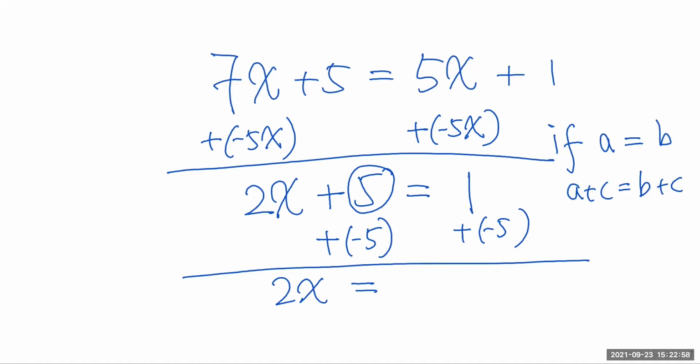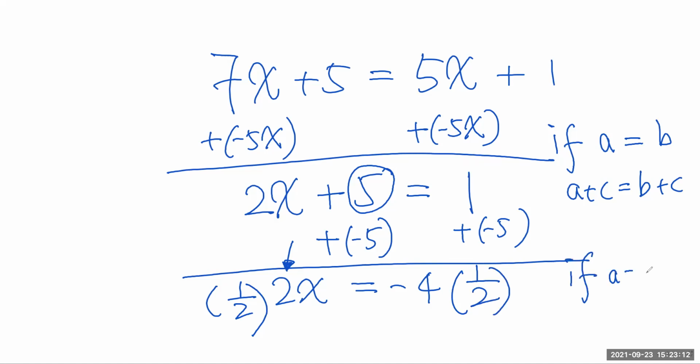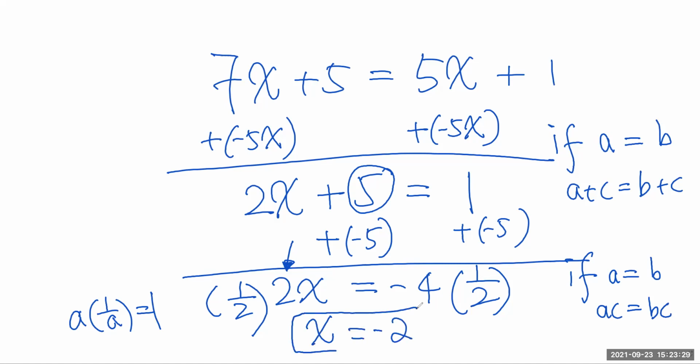We got -4. And then we need to get rid of that coefficient, which we do by multiplying by its reciprocal. Good. And this way we use this rule: if A is equal to B, then A times C equal to B times C. Then we know a number times its reciprocal is always 1. So we have x here, and on the other side, -2. Once we're here, that's the end of it. Got it.